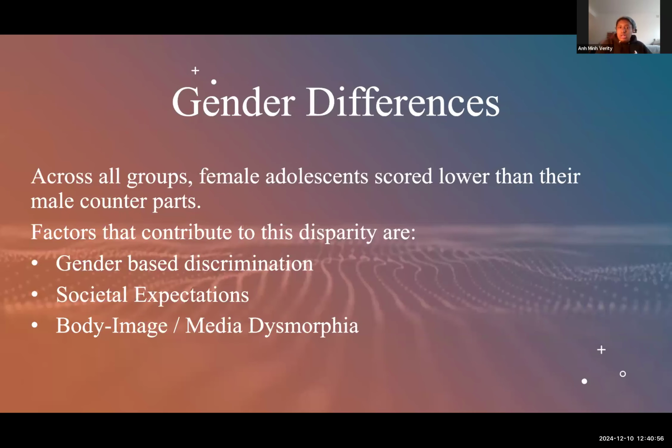And finally, I want to talk about some gender differences that lead to lower self-esteem levels. Across all groups, the female adolescents scored lower than their male counterparts. And some factors that contribute to this are gender-based discrimination, societal expectations, and then also body image issues and body dysmorphia or media dysmorphia.